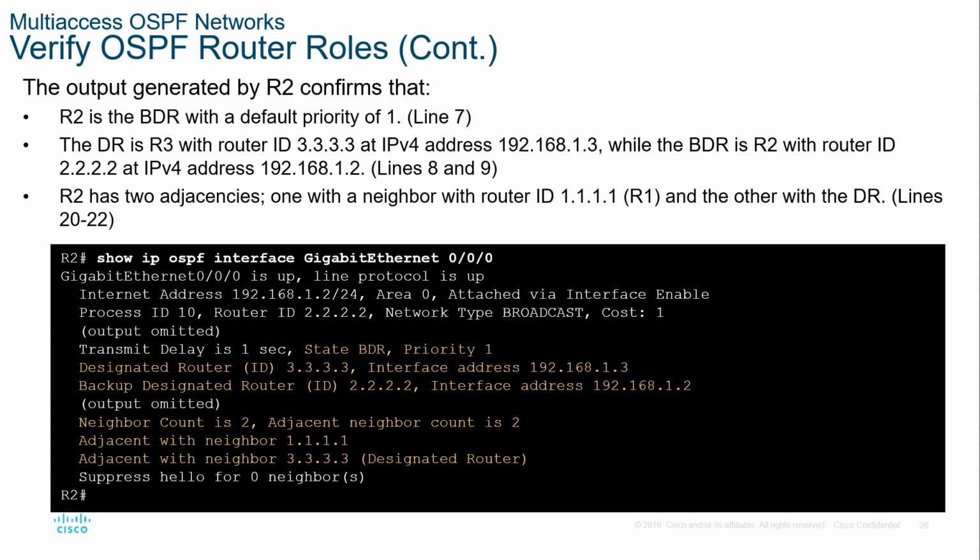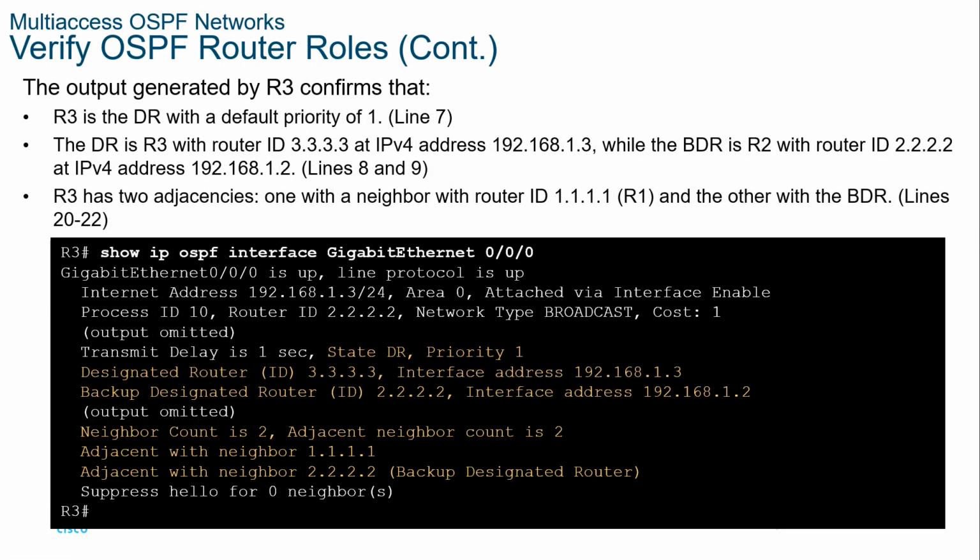This is looking at the output for R2. You will notice that it also has two neighbors. The adjacency with neighbor 1111 does not have a name because it would actually be a DR other, and it has the adjacency to 3333, which is the DR. You can also see its router ID. You can see the designated router and the backup designated router right here. It will provide additional information, but this is the key stuff that we need to look at.